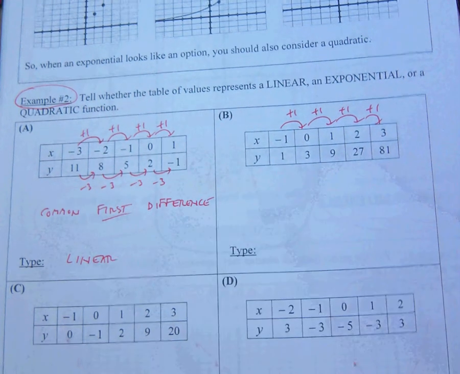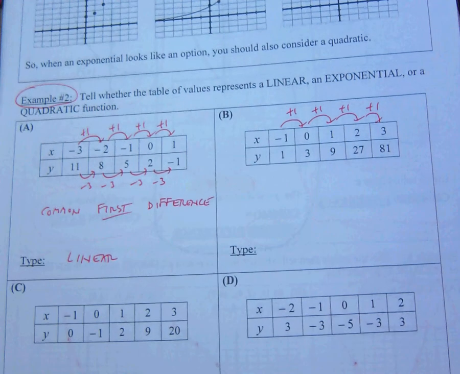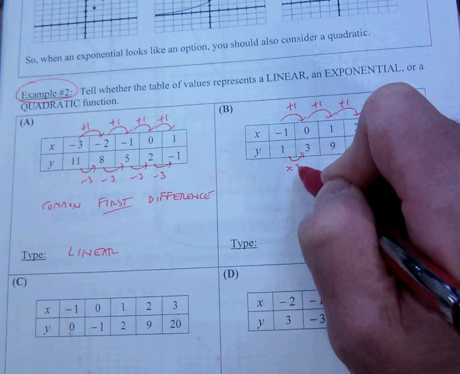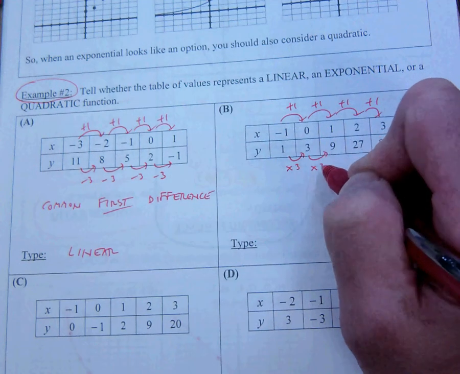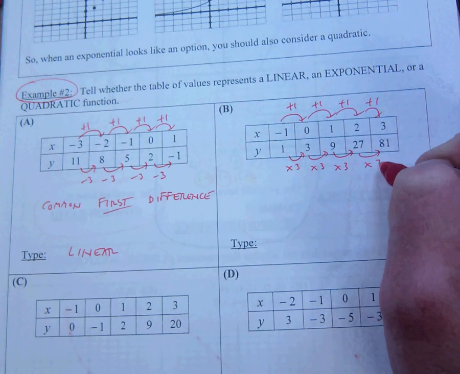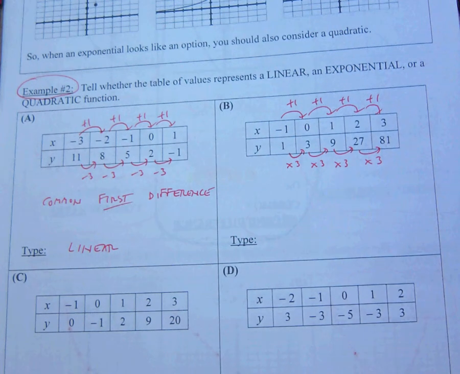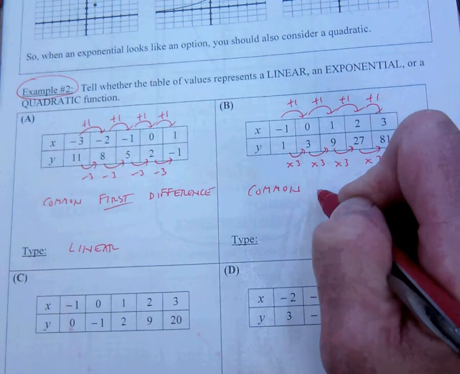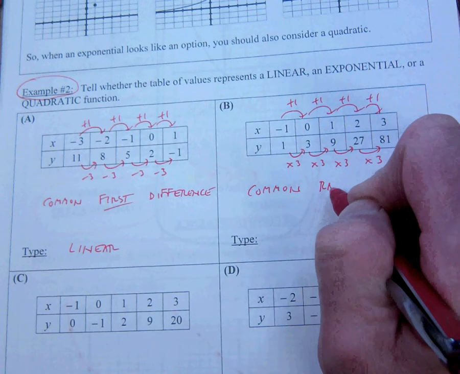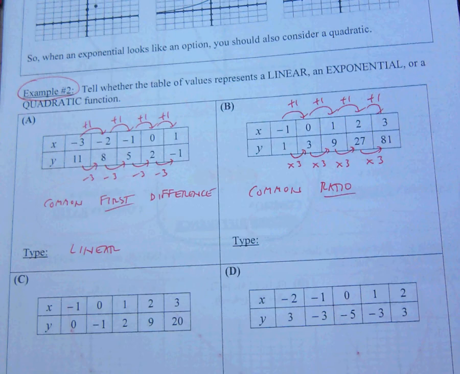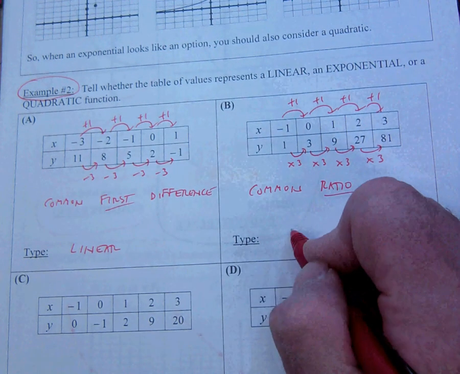I don't really see that type of pattern. You times it by what? 3. Does that work every time? Yes, it does. Everybody agree? If you keep multiplying by 3, you'll always get the next y value? And so that means there's a common, what do we call that? A common ratio between the y values. And therefore, what type of relationship would this be? Exponential, yes?